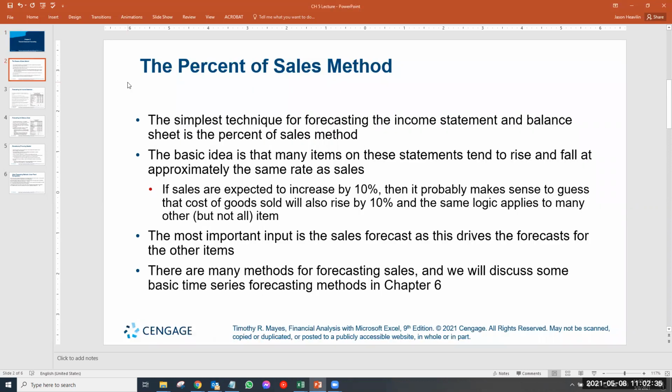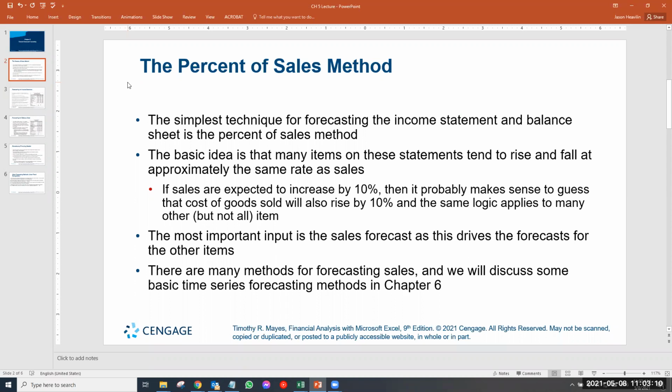The percent of sales method is a commonly used way to forecast the financial statements. Generally speaking, you forecast sales, and then everything else will have some kind of ratio or percentage related to it. Some items are not going to be directly related to sales, but we will discuss them as we go through this financial statement forecasting. So as you see on the slide, the simplest technique for forecasting the income statement and balance sheet is the percent of sales method.